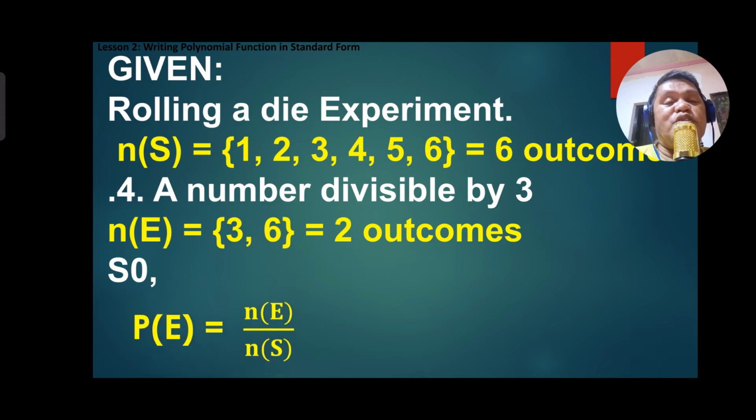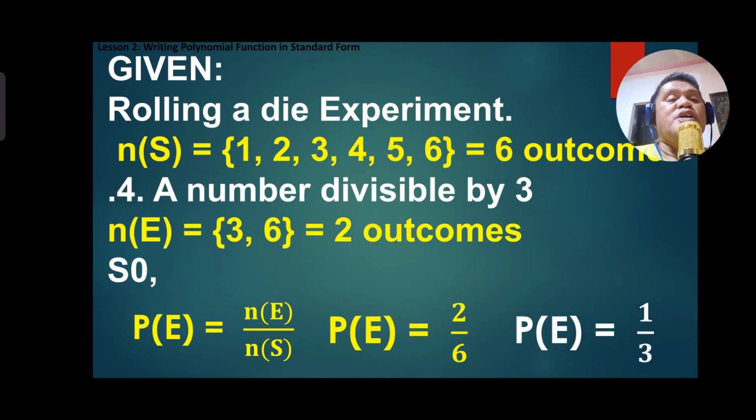We are going to substitute in the formula. The number of outcomes in the event is 2 over the number of outcomes in the sample space, which is 6. We are going to reduce this to lowest terms: 2 divided by 2 is 1, and 6 divided by 2 is 3. So 1/3 is the probability of obtaining a number divisible by 3. That's all about the rolling a die experiment, and that's letter A.